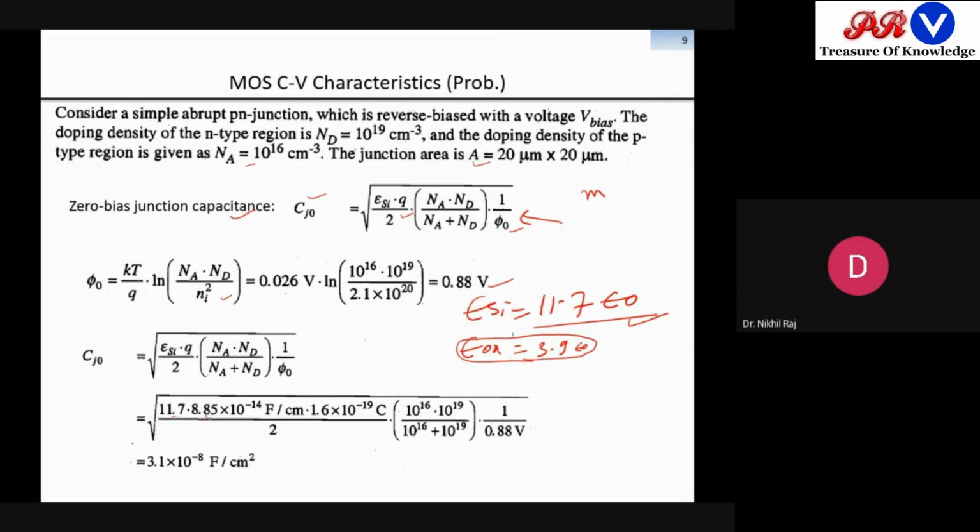So 11.7 into epsilon naught, that is 8.854. So this is the epsilon Si value. Then 1.6 is the Q value divided by 2, then Na, Nd, and this is the phi naught which you have calculated, and this will give you the zero bias capacitance. Suppose you have to calculate the junction capacitance, that was the formula with some gradient value M, and here M for abrupt is 1 by 2, I think 1 by 2 was there. So you can use that here.